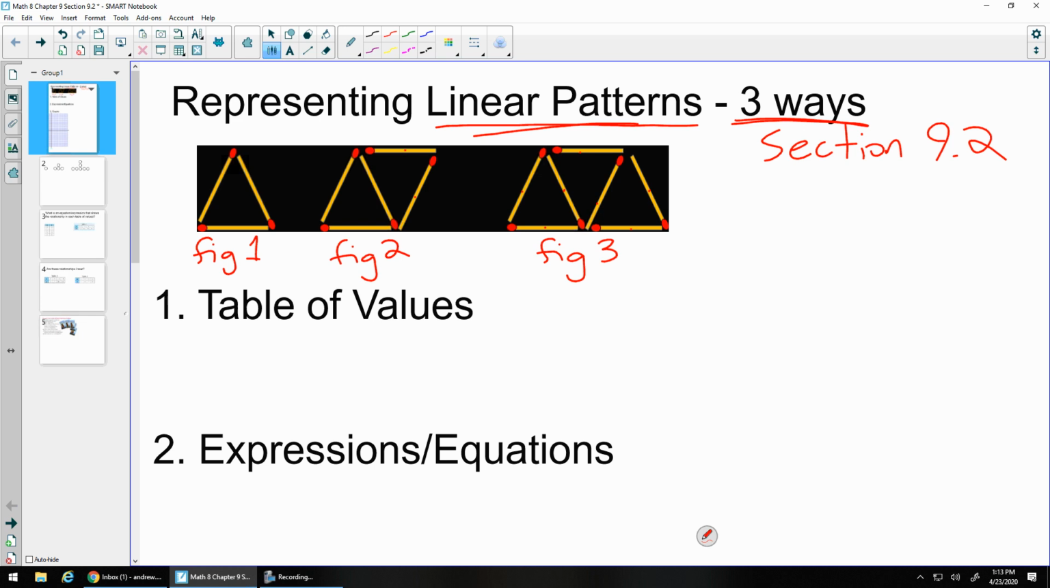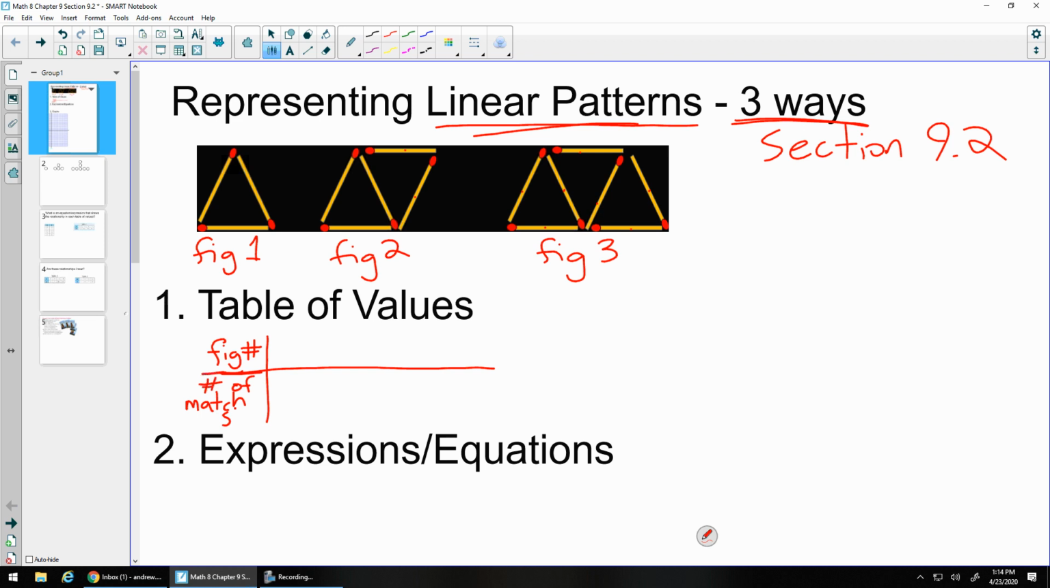One way that we can do it is with a table of values. A table of values compares usually at least 2 sets of data. So in this case, we could do figure number or number of triangles, either one. So figure number, and in the other one, we're going to compare the figure number to the number of matchsticks needed. Number of matchsticks.